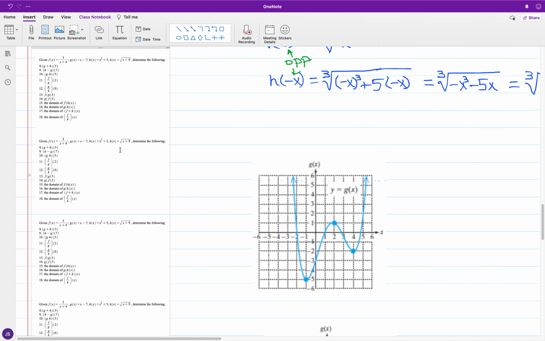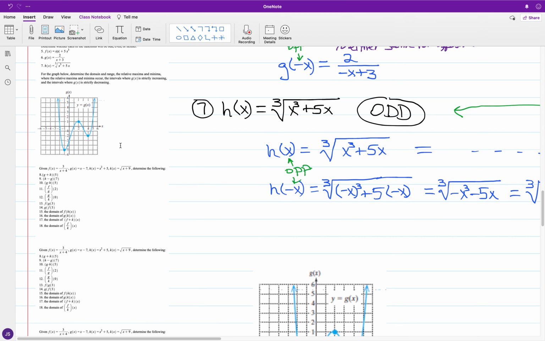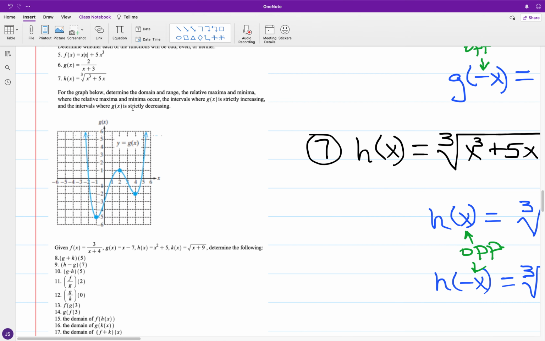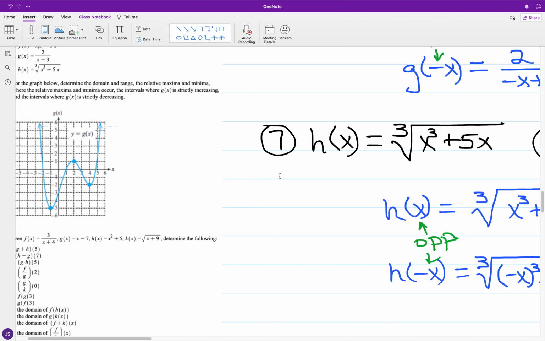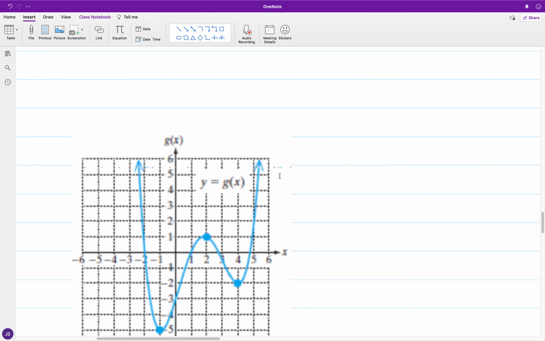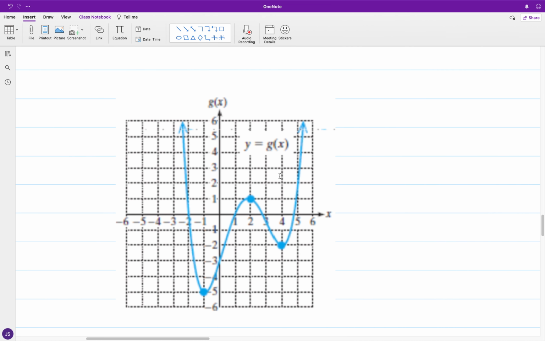For this particular part, it says that for the graph below, we determine the domain and the range, as well as the relative maxima and minima, and also where the relative maxima and minima occur, and also the intervals where g of x is strictly increasing, and the intervals where the same function is strictly decreasing.